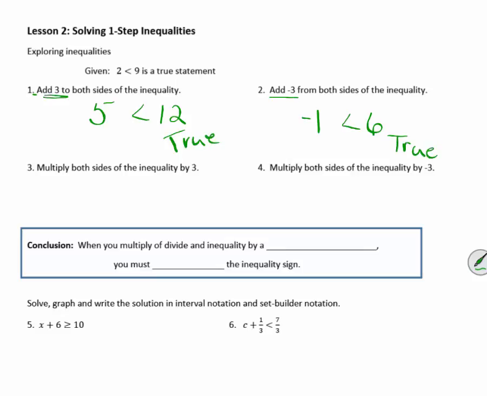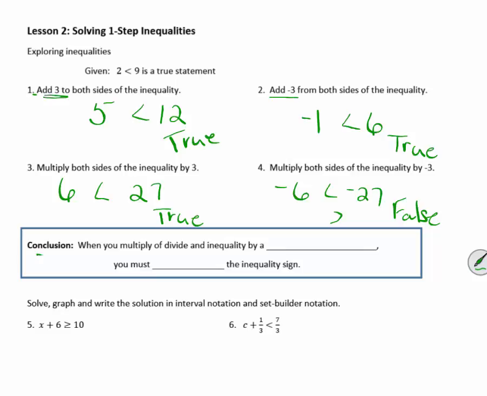So right now we know we can add positives, we can add negatives to both sides. All right, what about if I multiply both sides by 3? So 2 times 3 is 6, and 9 times 3 is 27, still a true statement. What if I multiply both sides by a negative? So we're going to have 2 times negative 3 is negative 6, and 9 times negative 3 is negative 27. Well, this is no longer a true statement. This is false. If I had switched the inequality, then it would have been a true statement.